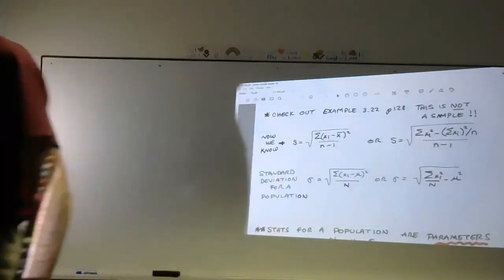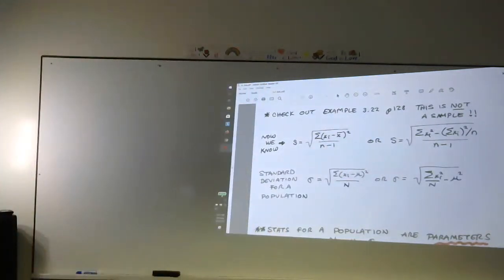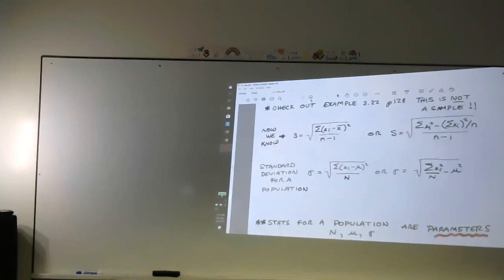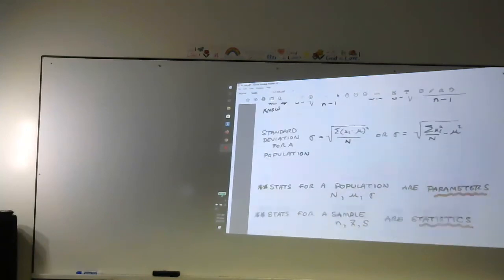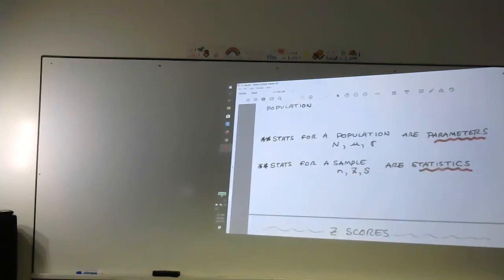All right, author gives you some terminology here next. Let's talk about this. Stats for a population are called parameters. N, the number in the population, mu, the mean, and sigma, the standard deviation. Stats for a sample are simply called statistics, small letter n, x bar, and a small letter s.